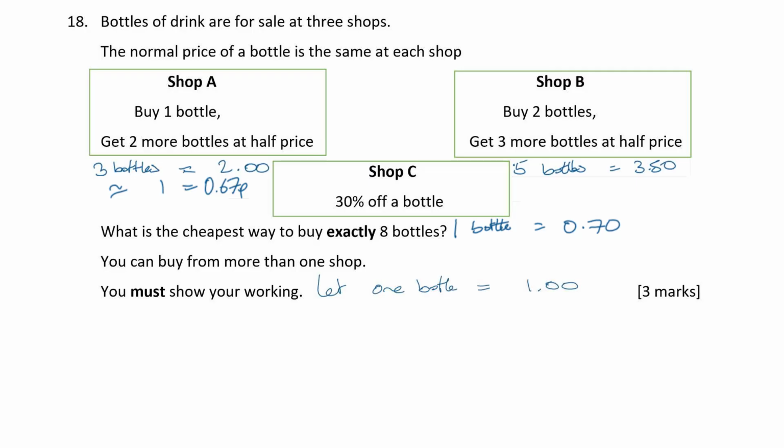This other one here, where I get 5 bottles at £3.50. If I divide £3.50 by 5, then that's going to be equivalent to 1 bottle being exactly 70p as well. So you can see that Shop A offers the best value. They come in lots of 3, so I want to buy as many as I can from Shop A. So if I buy 2 lots of my 3 bottles, that's 6 bottles, then I can buy 2 extra from Shop C. So I'm going to buy 2.